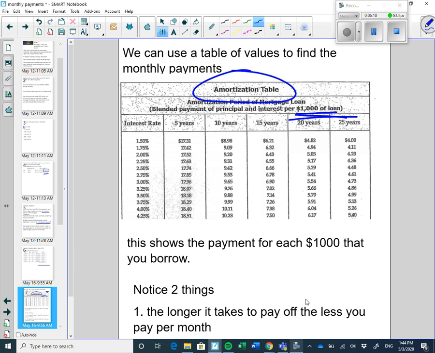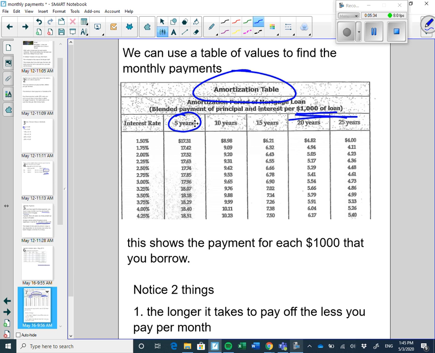Now, if you notice two things, the longer it takes to pay off, the less you pay per month. So if you've got a 5-year amortization, you'll notice that, for example, at 1.5%, it's $17.31 per thousand. If you stretch that over 25, it's only $4. Way cheaper to go 25 years, but you got to pay that $4 a month for 20 more years.